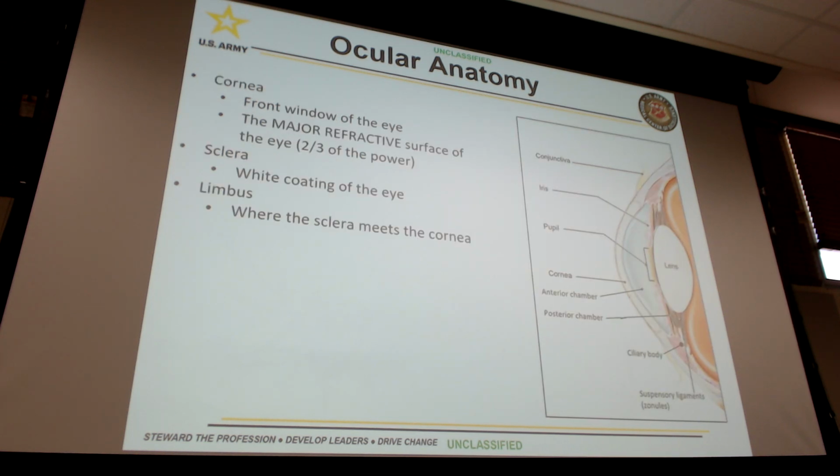All right. So again, fibrous tunic has the cornea and the sclera. The cornea itself is a major refractive surface of the eye. Most of the light that comes into your eye is bent or refracted at your cornea.